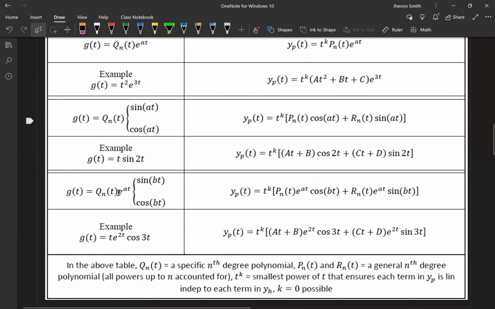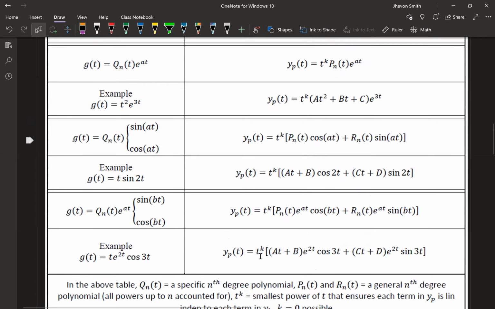Now again, I can have a polynomial times an exponential times a sine or a cosine, and the guess would look like this. General polynomial times the exponential times the cosine plus general polynomial times the exponential times the sine. We're multiplying by a power of t just in case to kill the overlap. So now, specific example. Let's say your right side looks like t e to the 2t cosine 3t. Then your guess for the yp is going to look like at plus b times e to the 2t cosine 3t plus ct plus d times e to the 2t sine 3t. And potentially I multiply it by a t to the k.